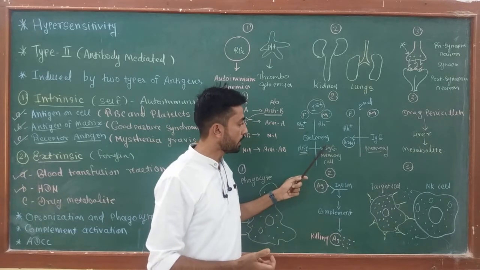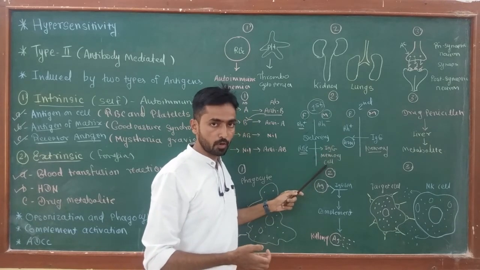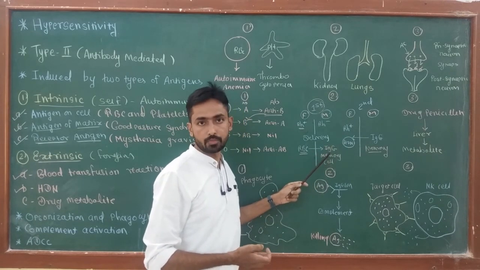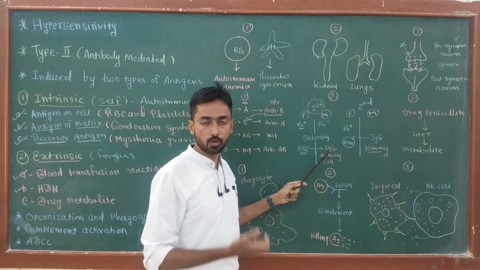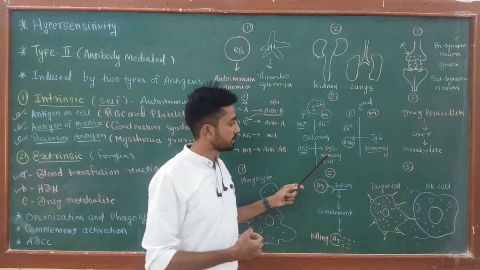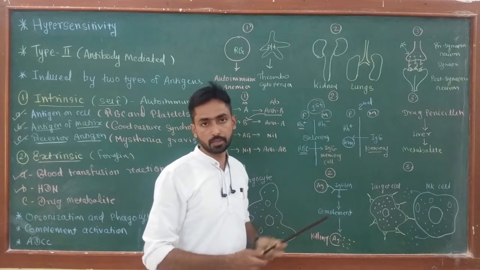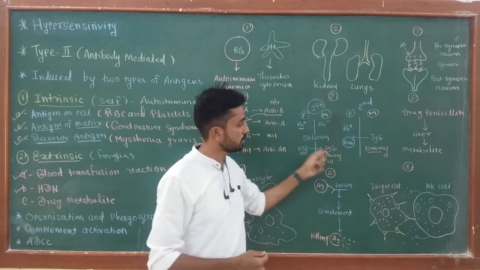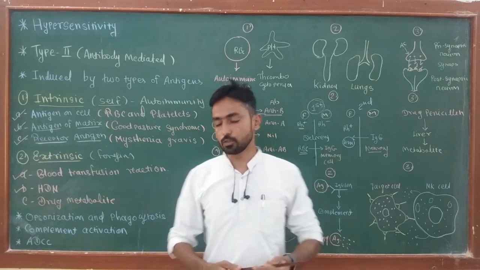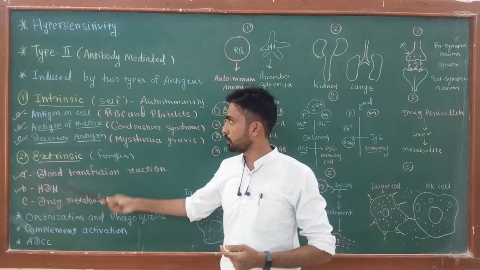That drug avoids sensitization of the mother's body, and the formation of memory cells and IgG antibody. Rhogam is the effective drug that avoids the problem caused at the time of second pregnancy. So this is all about HDN, or hemolytic disease of the newborn, which is also an example of type 2 hypersensitivity.